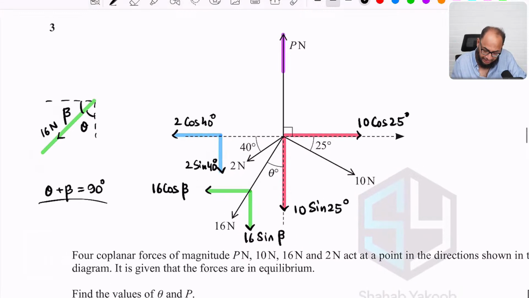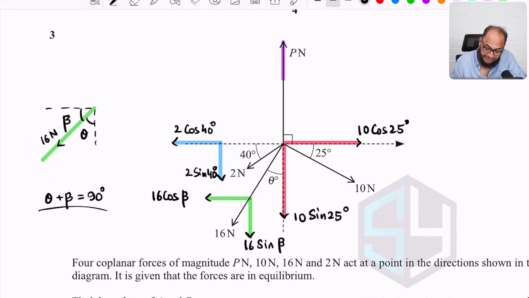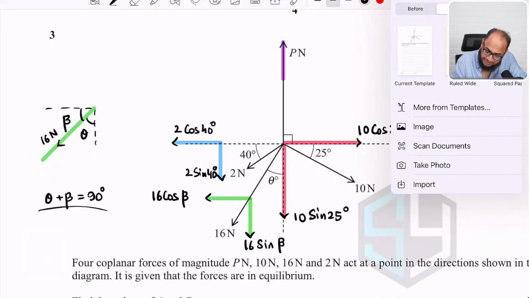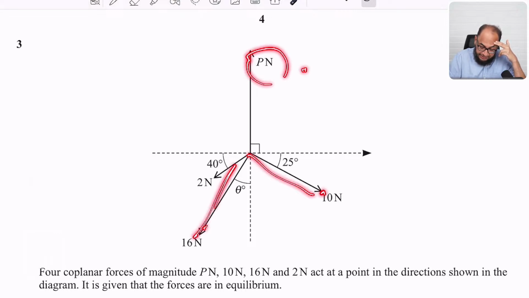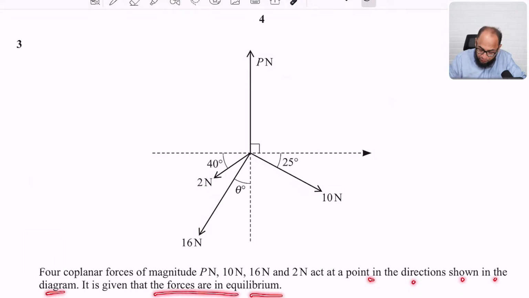Question number 3, this is about the concept of resolution of forces. Now let me just add a page over here so that first of all, you can look at the question without looking at the answer. The question says 4 coplanar forces of magnitude P, 10, 16, and 2, going clockwise in this direction, act at a point as shown in the diagram. It is given that the forces are in equilibrium.